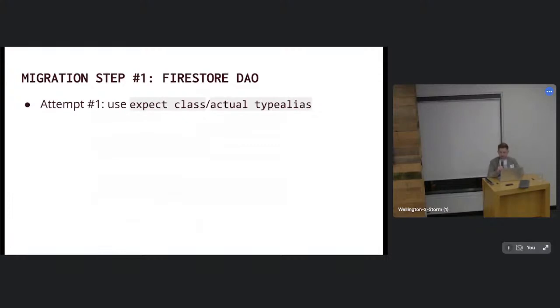So my first attempt at migrating the Firestore's data access object was to use the expect class functionality of Kotlin. So expect classes are basically like interfaces in that they are a promise to fulfill certain functions. But when you're using an expect class, the actual class, which is the implementation, the concrete implementation, doesn't need to be aware of the expect class. So you don't need to have a concrete reference between the two.